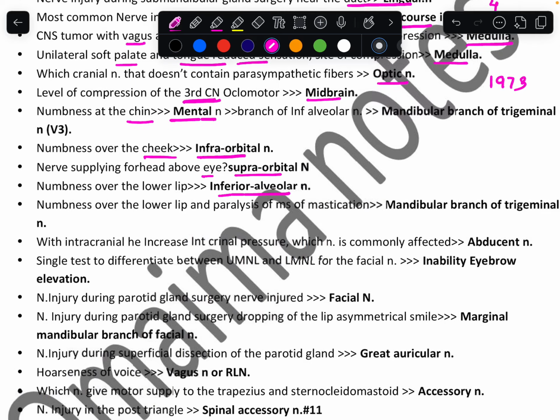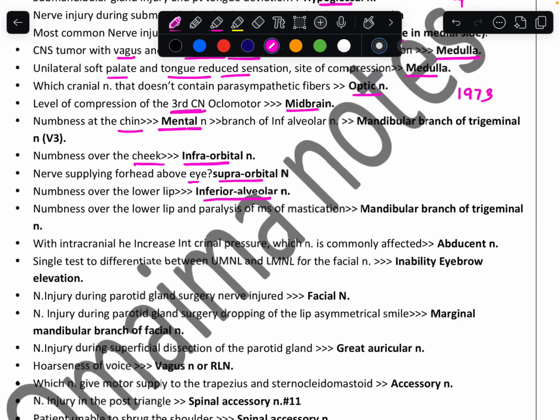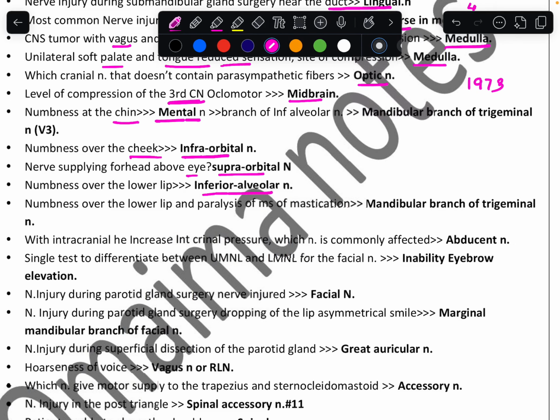Numbness over the lower lip and paralysis of muscles of mastication. There is numbness as well as paralysis: mandibular branch of the trigeminal nerve.